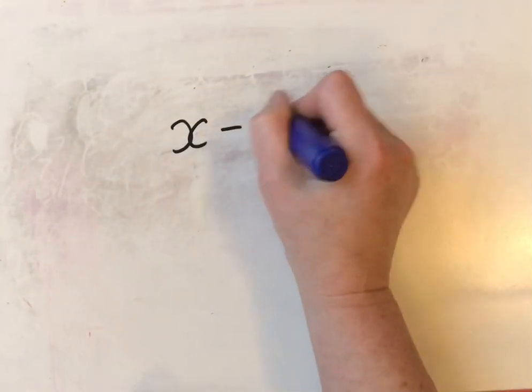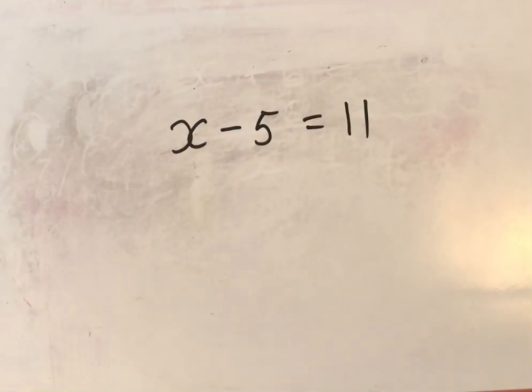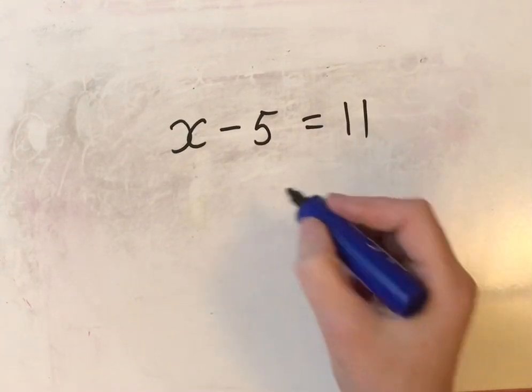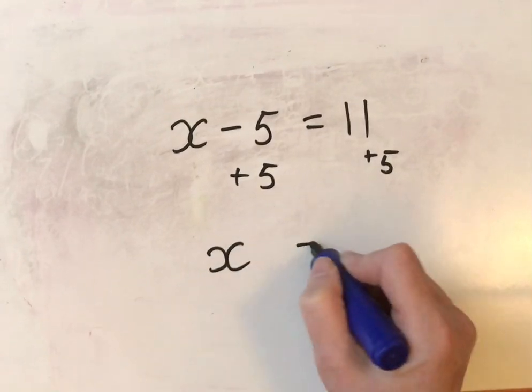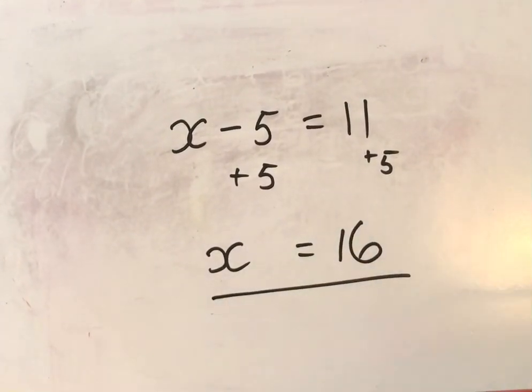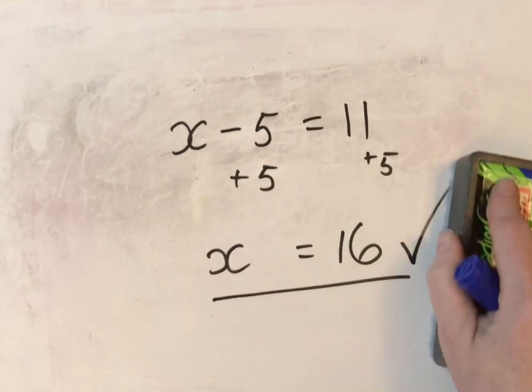X minus 5 equals 11. What's the inverse of take away 5? That's right, plus 5. Well done. So plus 5. So the answer is x equals 16. 16 take away 5 is 11. Lovely. Here's some more.